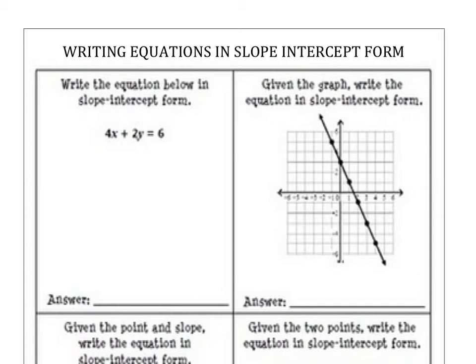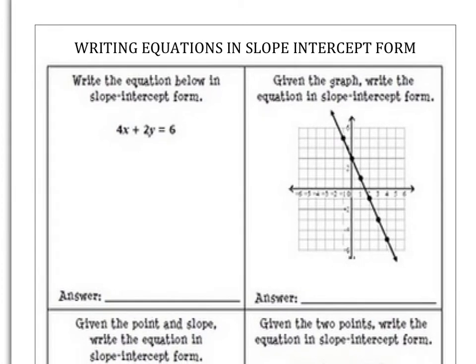Okay, everything we're doing today is about writing equations in slope-intercept form. So when you think about slope-intercept form, we're talking about y equals mx plus b. That's what we're doing, everything we do. So looking at this first equation, if you can't read it, it says 4x plus 2y equals 6. So we have to get it to say y equals mx plus b.